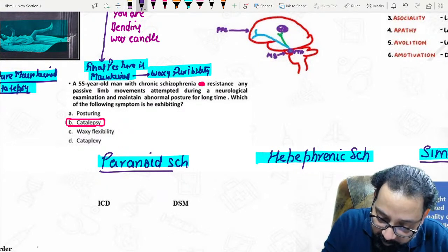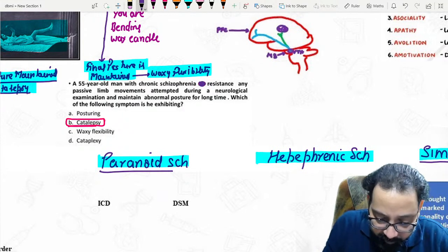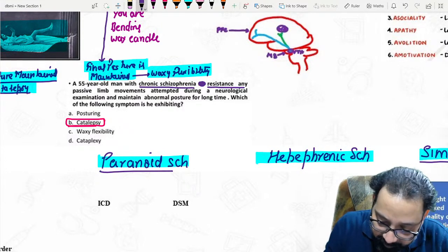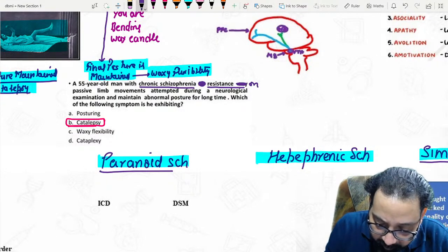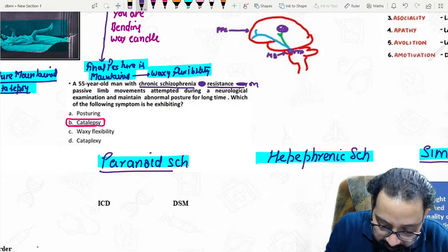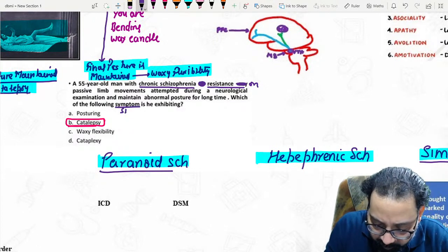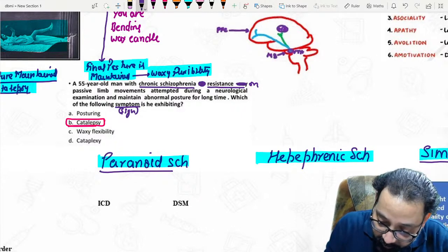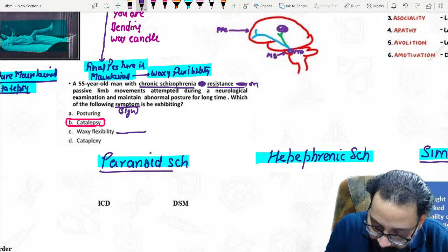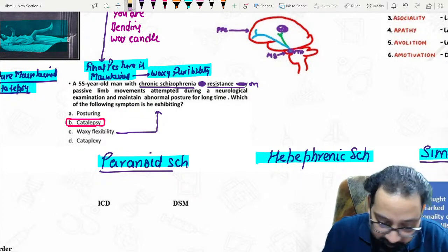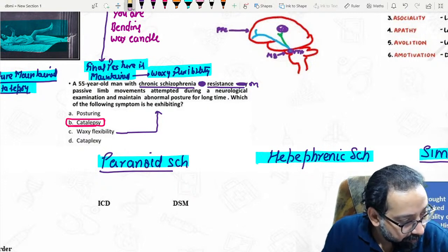But in the same question, if I remove this "no", a 55-year-old man with chronic schizophrenia feels resistance on passive movement attempted during neurological examination, maintains abnormal posture for a long time. Which of the following symptoms is he exhibiting? Symptom or sign, you may write sign. So the answer would become waxy flexibility. Now you got the point.